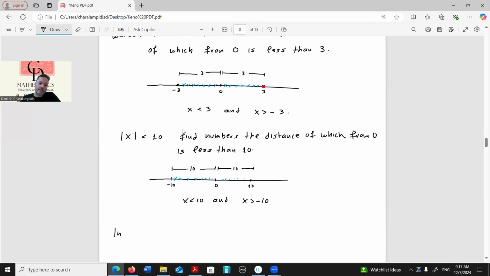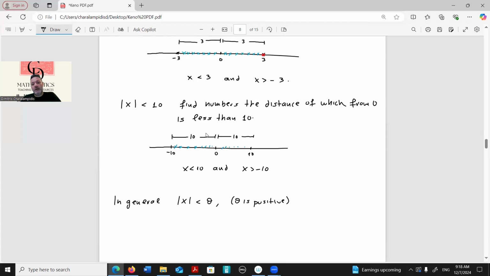In general now, absolute value of x smaller than a quantity theta, where theta is a positive number, would mean that x should be smaller than theta, and, sorry, not or, and x greater than negative theta. It's important to use the proper communication. I'm going to write that here as well because we will need that. Absolute value of x smaller than theta would mean x smaller than theta and greater than negative theta.